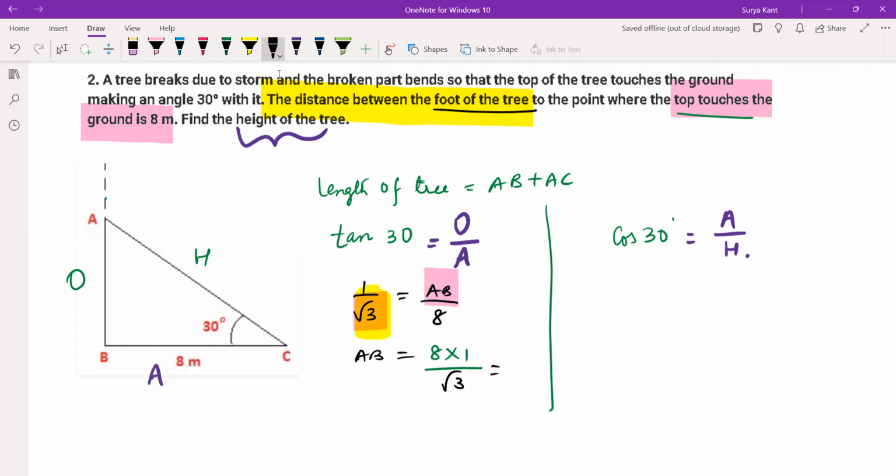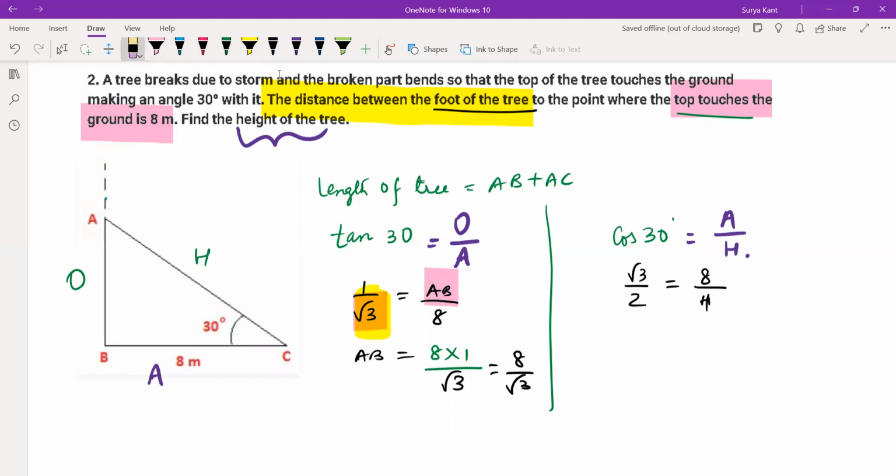If you are finding AB, close this cross things over here. So only AB you write, close cross. What is coming here? 8 into 1 at the numerator. And what is pending? Root 3 is pending. That is divided by root 3, you should write. Okay. So 8 by root 3 is the length of AB. Now cos 30. What is cos 30? Root 3 by 2. So root 3 by 2 is equals to A by H, 8 by H. Now again we have to find H.